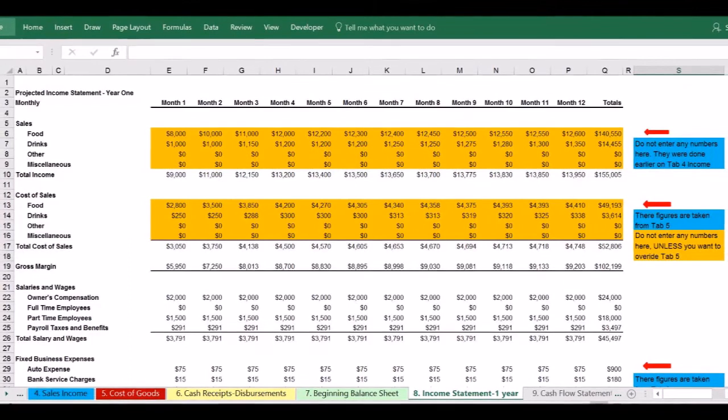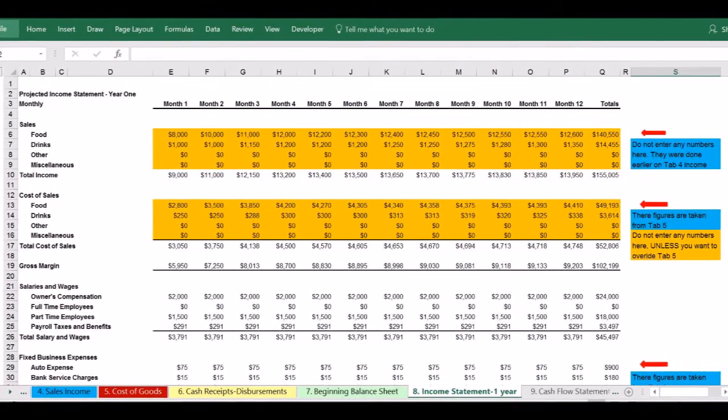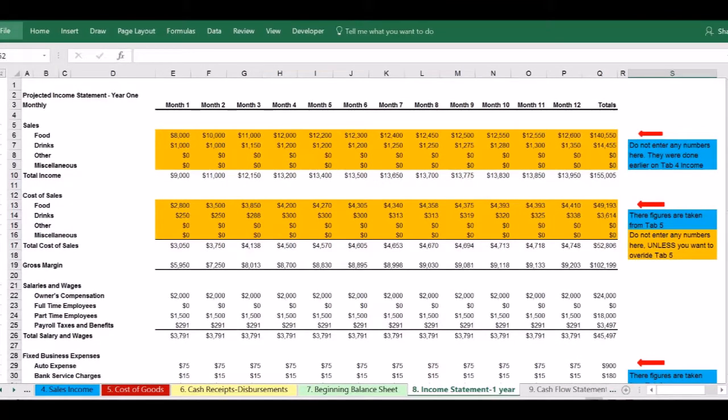If you want to vary costs of sales and expenses monthly, then here is where you can enter everything on a month-by-month basis.